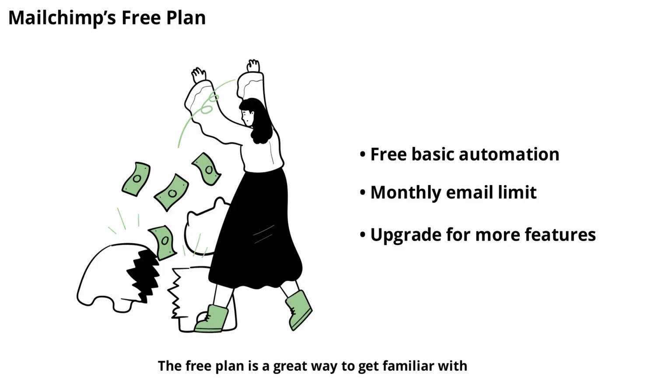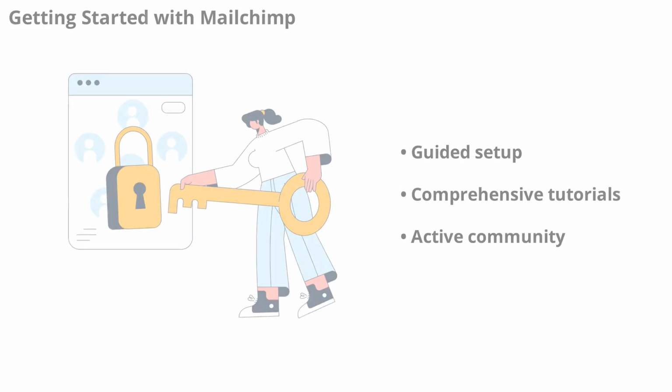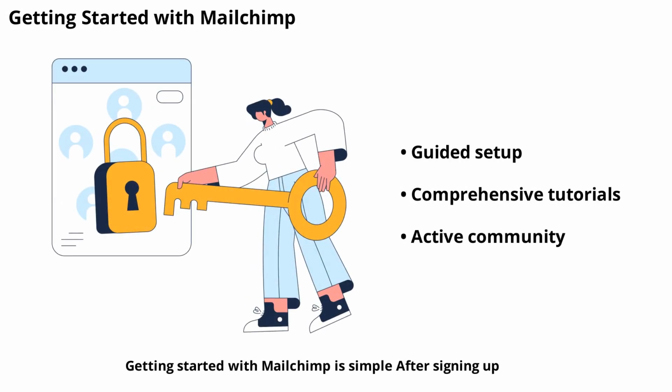The free plan is a great way to get familiar with MailChimp's interface and automation tools before investing in a paid subscription. Getting started with MailChimp is simple. After signing up, you're guided through the process of creating your first list, designing your first email, and setting up your initial automation. The platform's tutorials and help center are comprehensive, so you'll always have support if you need it. MailChimp's community forums are also a great resource for tips and advice from other users.